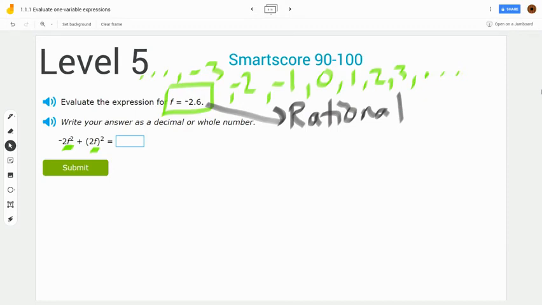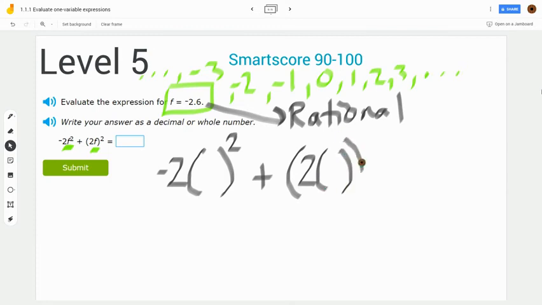The setup is the exact same, so it'd still be -2 parentheses where the f is, exponent of 2, plus parenthesis 2. Now we have to put another set of parentheses where the f would be, and another set of parentheses to put the f inside of it, and then the exponent of 2. So notice I'm being very particular on how I'm writing all that out, okay, with the parentheses. Okay, and then now it's -2.6 inside each set of parentheses, -2.6. Almost didn't leave myself enough space.